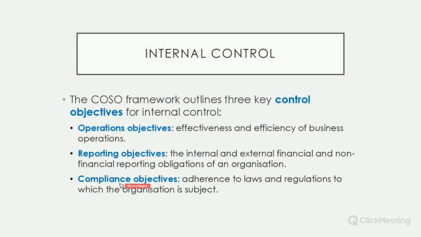And the third one is compliance objectives that relate to adherence to laws and regulations to which the organization is subject. For example, it could be the Corporations Act, it could be AASB standards, it could be Australian Securities Exchange requirements, it could be ASIC, the Australian Securities and Investments Commission requirements for the registration of the business. It could be any of the regulations that surround a business. So the internal control framework depends on these 3 objectives.